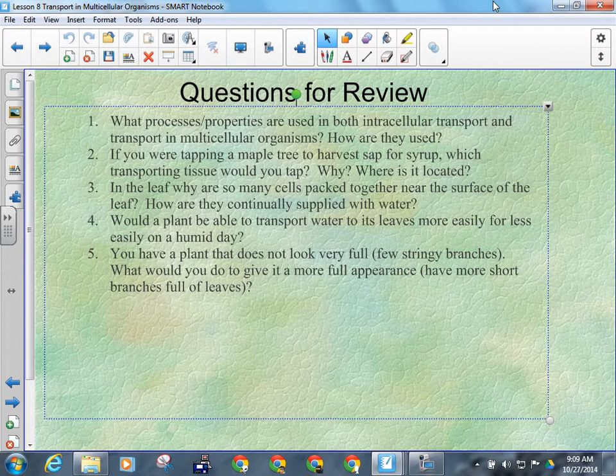Less easily. Okay? If it's really humid, what is there a lot of in the air? Water. Okay, so if there's lots of water vapor in the air, diffusion says it'll be more difficult for water to evaporate from the leaves and get into the air because there's already lots of water in the air. Now, granted, there's always going to be more water in the leaf than there is in the air, but it is going to slow that process down a bit. All right, everyone follow me on that?